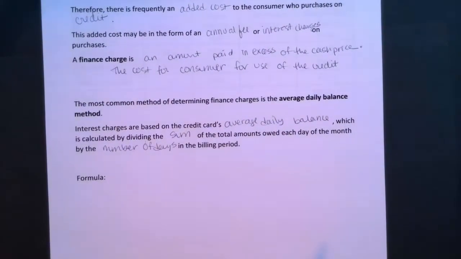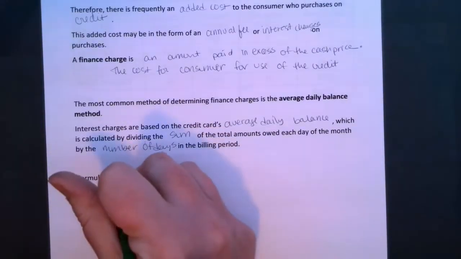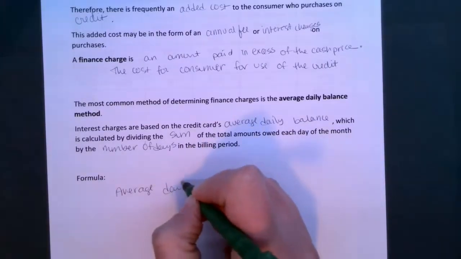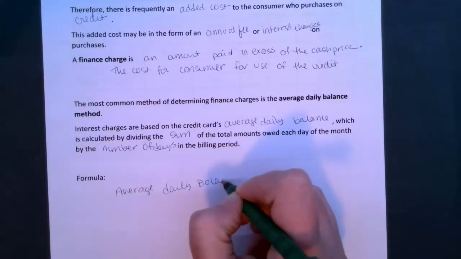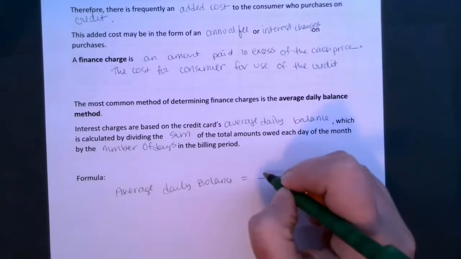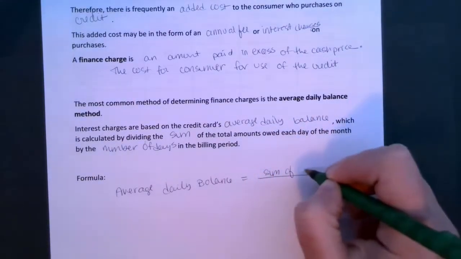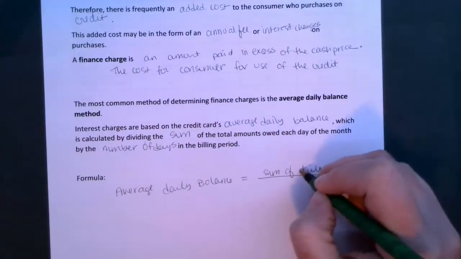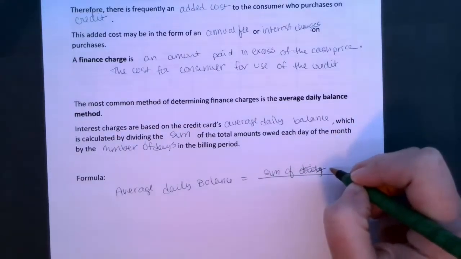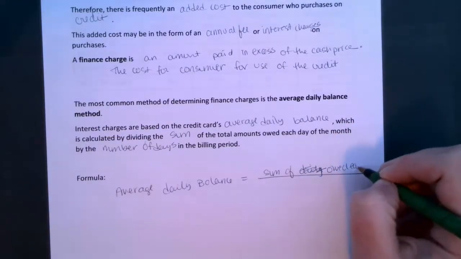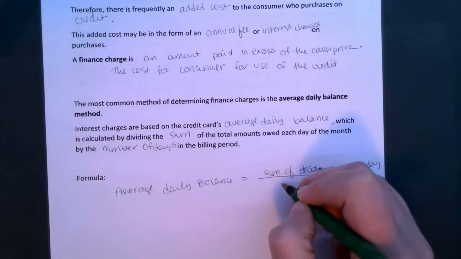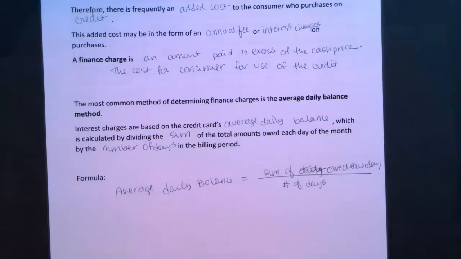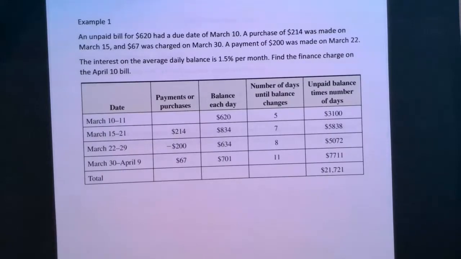But there is a formula for it, and the formula is literally: average daily balance equals, then it's just one big division problem, the sum of the daily balances, the total amounts owed, the sum of what's owed each day, divided by the number of days in the billing period. So that's all this. Let's look at an example.